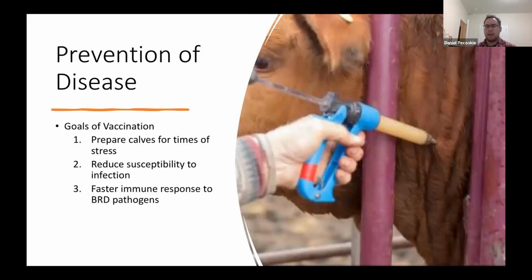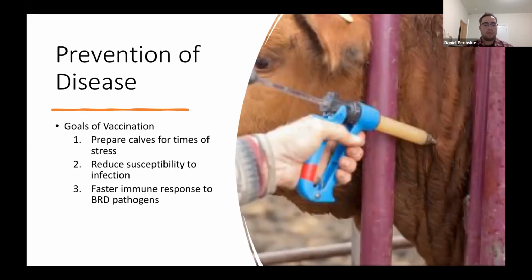So we're looking to prepare calves for times of stress. And we've kind of outlined several areas, and weaning in particular is going to be a big area of stress for these calves. Reducing susceptibility to infection: we're trying to get these calves prepared to mount a more specific immune response to certain pathogens that are directly involved in bovine respiratory disease. Whereas they naturally have mucus production and non-specific cells that will kill bacteria, we're looking to get more specific and have a direct approach to these viruses and bacteria involved.